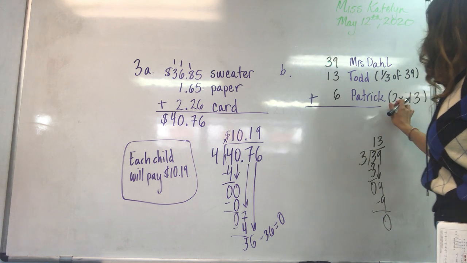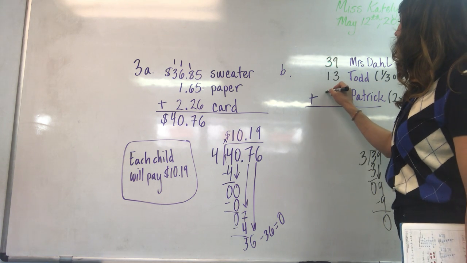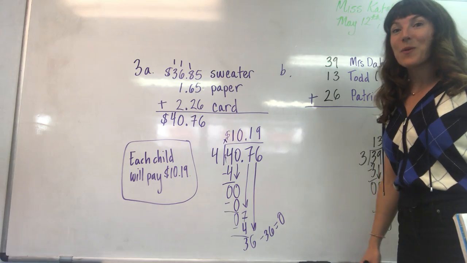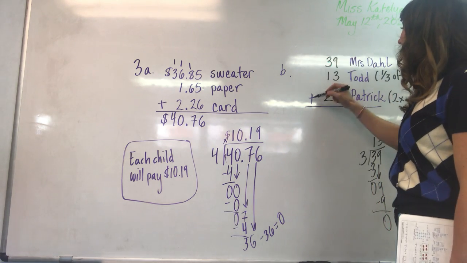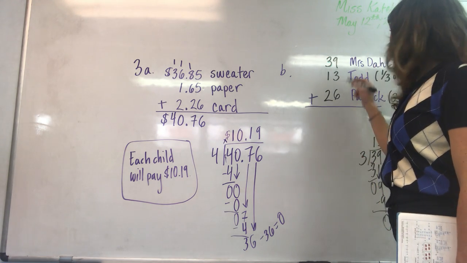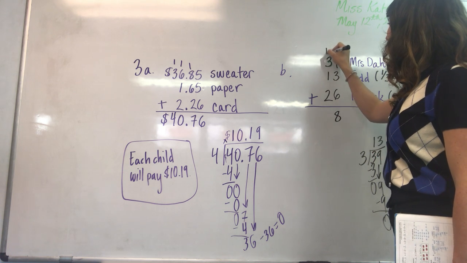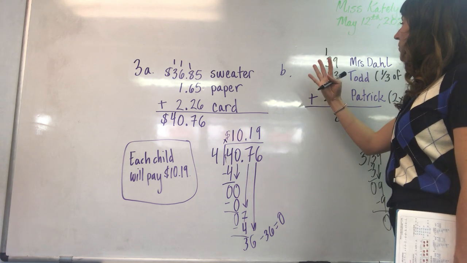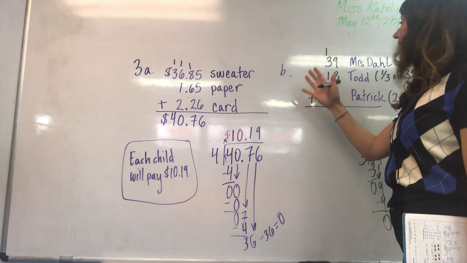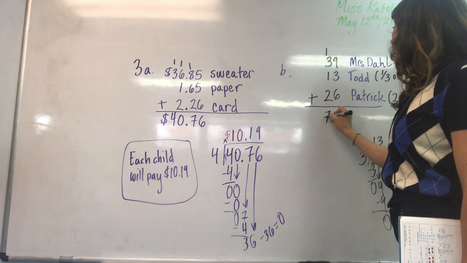2 times 3 is 6, and 2 times 1 is 2. We are now ready to add. 9 plus 3 is 12, and 12 plus 6 is 18. 1 plus 3 is 4, 4 plus 1 is 5, and 5 plus 2 is 7.